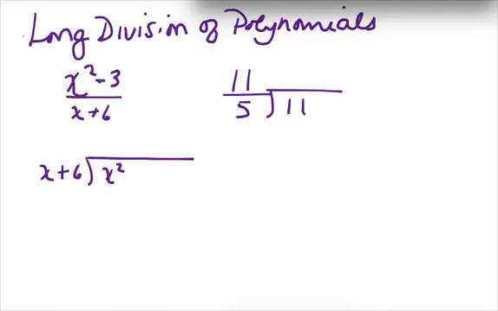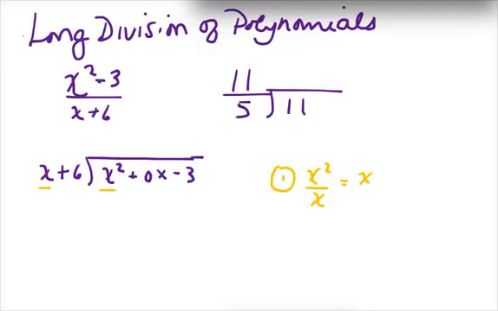Wherever there's a missing term, I'm going to put a placeholder in, and that's important. So we're going to put a placeholder in there for x because the x term is missing. So you ask yourself, how many times does x go into x squared? I'm going to write it like this so that you can see it. You write the dividend over the divisor, and in this case it's x times.